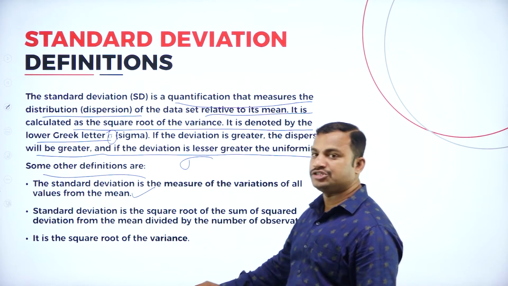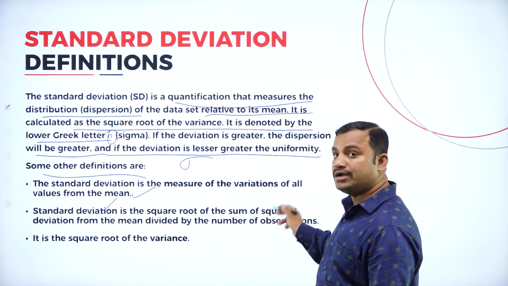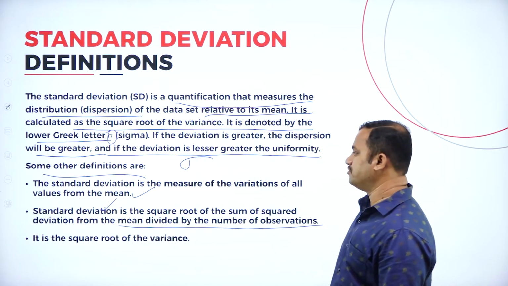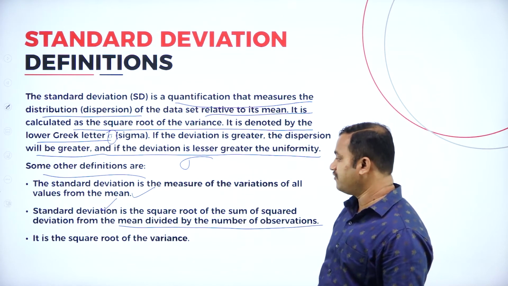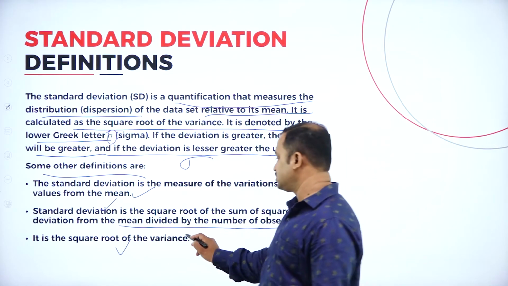That is one of the definitions. The other definition is: the standard deviation is the square root of the sum of the squared deviations from the mean, divided by the number of observations. That is the second definition. The third definition is that it is the square root of the variance. That is the third definition.